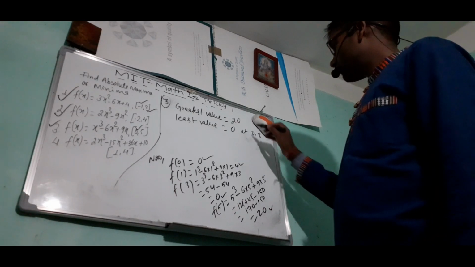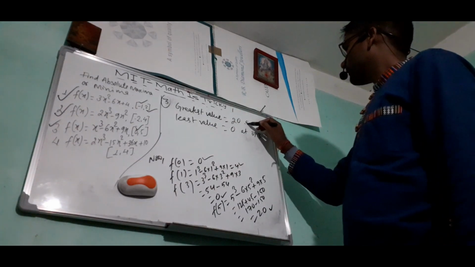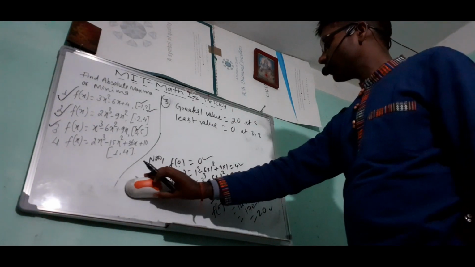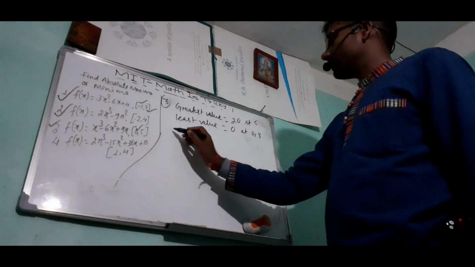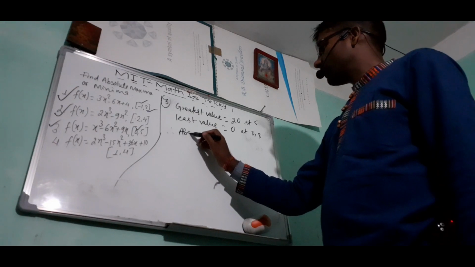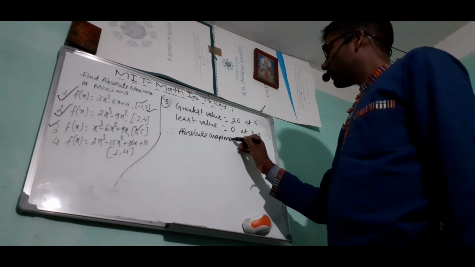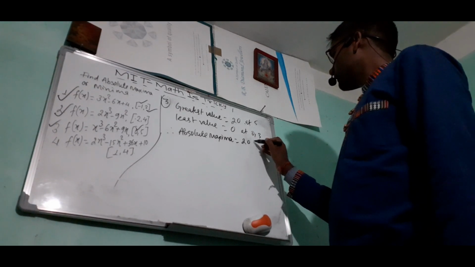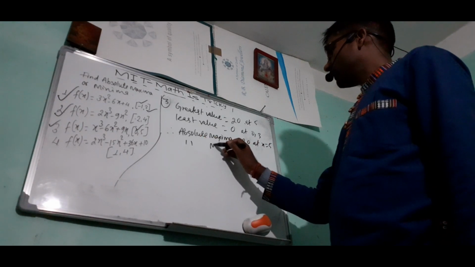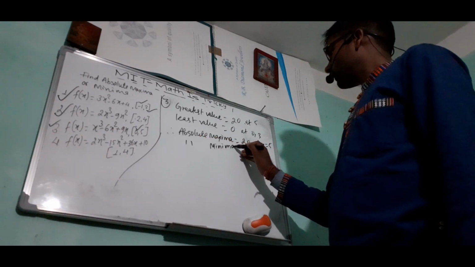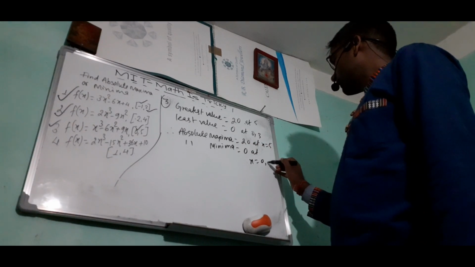20 is at 5. So our answer will be simply here. Therefore we can write here: absolute maxima equals 20 at x equals 5. Absolute minima will be 0 at x equals 0, 3.